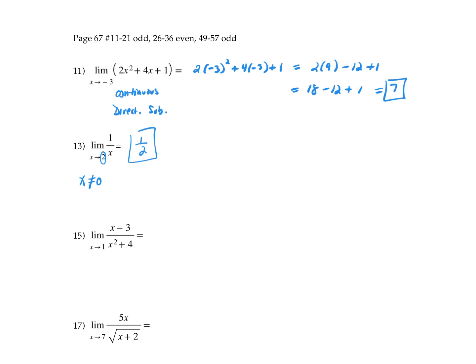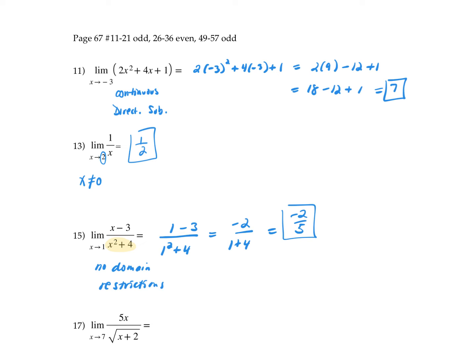Okay, number 15, there are no domain restrictions to number 15, even though it's rational. x squared plus 4, if you set it equal to 0 and you solved, you would end up with imaginary numbers. So again, there are no domain restrictions. So we are ready to just plug in positive 1 and do the math out there. 1 minus 3 divided by 1 squared plus 4. So you end up with negative 2 over 1 plus 4, or negative 2/5. And just keep your answers as fractions, please.